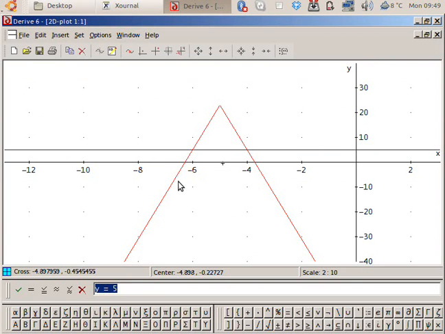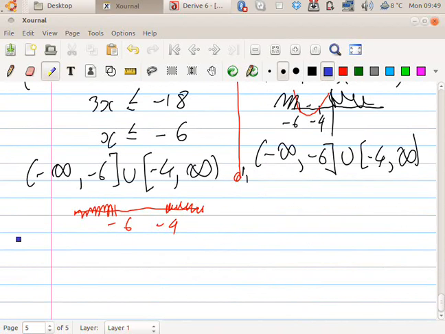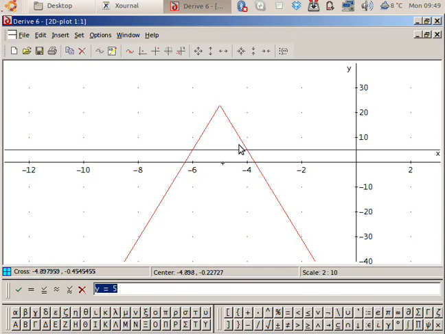So when is the red line less than the blue line? Well, from minus 6 to the left and from minus 4 to the right. That's when the absolute function is less than this horizontal line here. Minus 6 to the left and minus 4 to the right, which of course is exactly this answer here. So as a graph, that's what you're doing. You're finding out when the absolute value is smaller than this horizontal line.